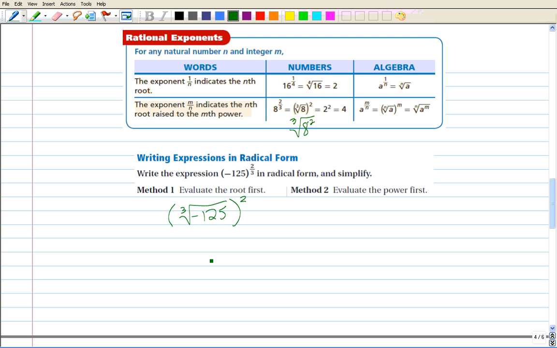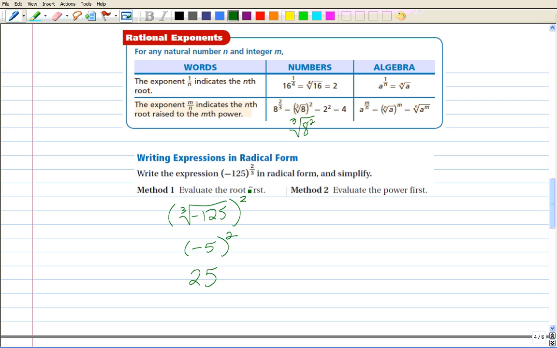Sorry, there's so many bells. Okay, the cube root of negative 125, what times what times what gives me negative 125? Well, that's negative 5. And remember, we can take the cube root of a negative number. So if the cube root of negative 125 is negative 5, then we square it. Negative 5 squared is 25. So that's one way you could do it.